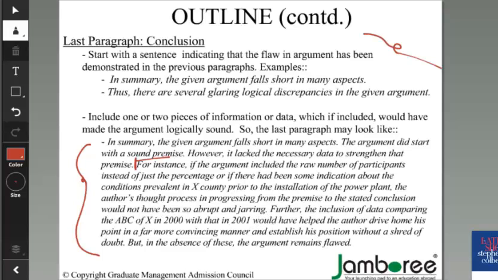So anyway, you could use different language, but you see what I mean, right? Further, the inclusion of data comparing something in 2000 and something in 2001 would have helped the author drive home his point in a far more convincing manner and establish his position without a shade of doubt. But in the absence of these, the argument remains flawed. So as I said, what language you use, I don't care, but the point I'm trying to make is that write one, two, three couple of things, and for these you don't have to do extra work also.